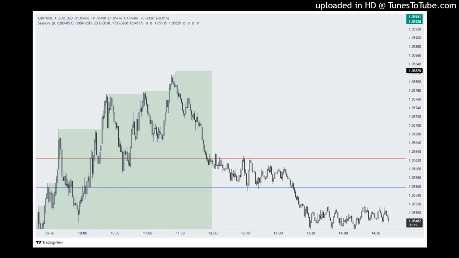Same for if we're looking at discount arrays, it will first likely encounter mitigation block, breaker block, fair value gap, order block, and then a swing low. Exactly what we're using in the order flow leg.